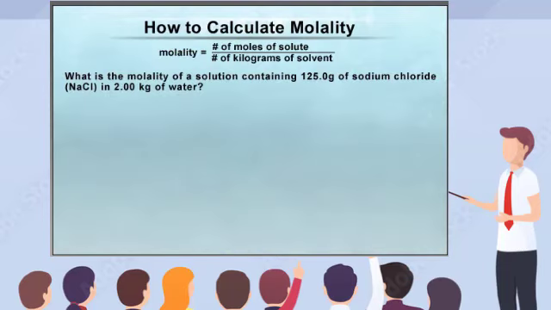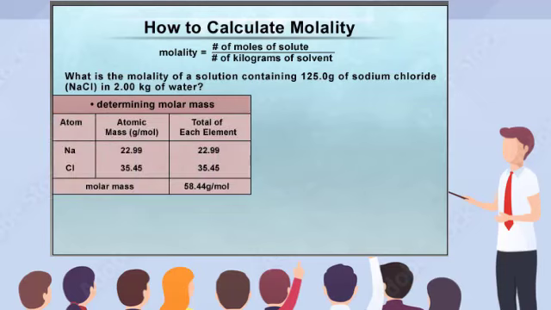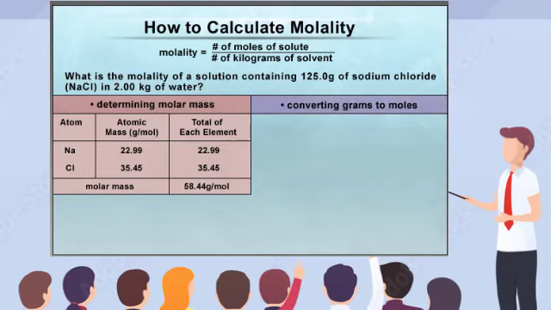What is the molality of a solution containing 125 grams of sodium chloride in 2 kilograms of water? To determine the molality, first determine the molar mass of sodium chloride, which is 58.44 grams per mole. Converting grams to moles, you see that 125 grams of sodium chloride equal 2.139 moles of sodium chloride.